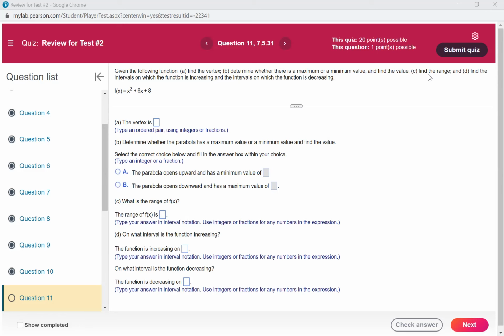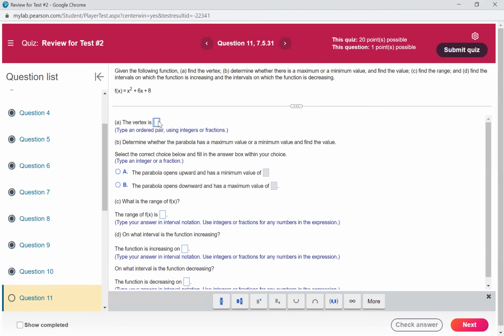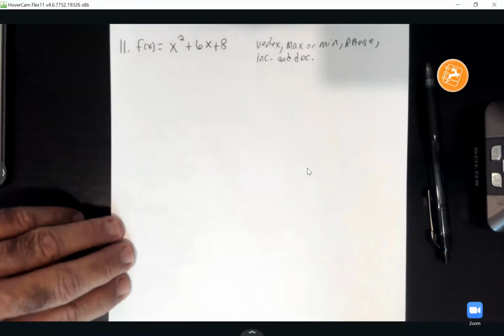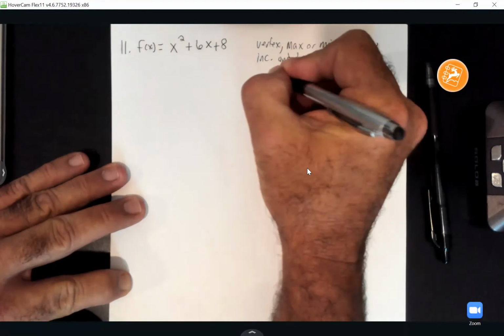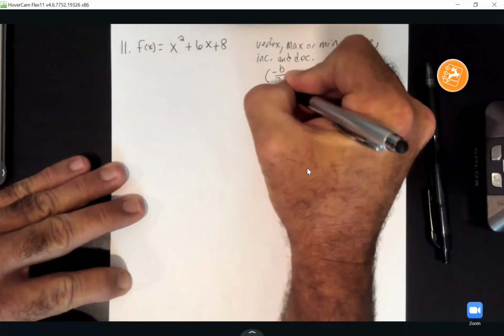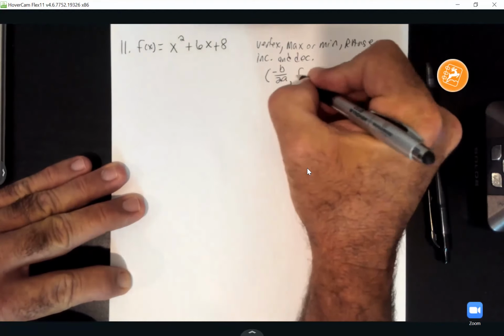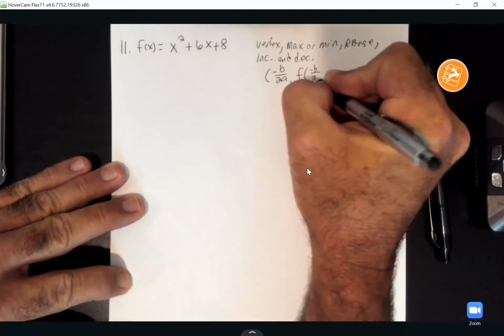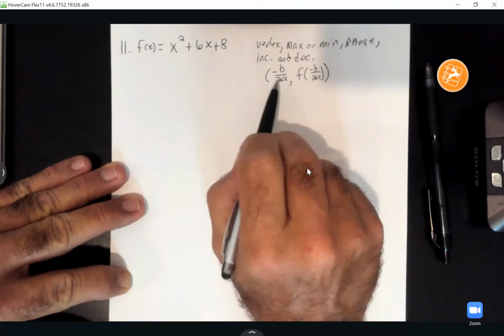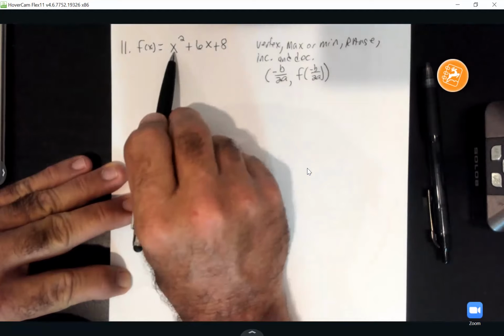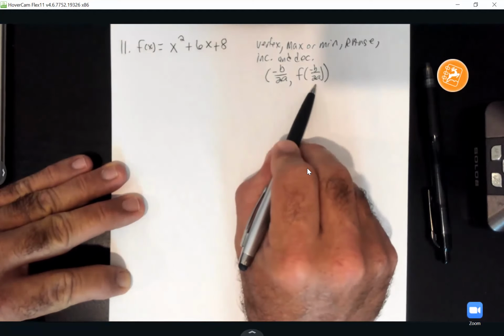All righty, so it doesn't look like we have to actually graph this one. We're going to find the vertex first. So let me go to my pad. Remember, my vertex formula is negative b over 2a. That'll give me the x value. And then I find f of negative b over 2a, which means once I find that x value, I plug it into the function to get the y value.